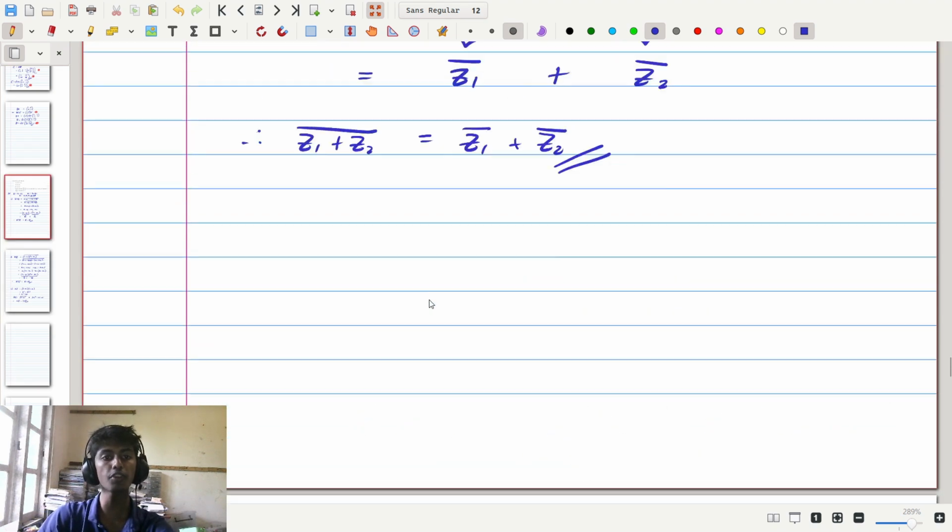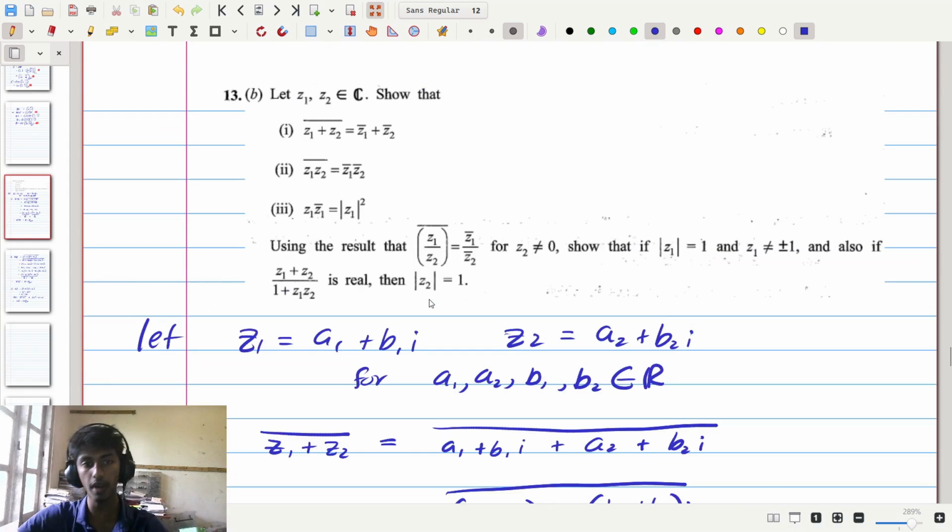So now we've proven the first three parts, and now we can move on to the last part, where we have to use the result that the conjugate of z1 divided by z2 equals the conjugate of z1 divided by the conjugate of z2, for z2 not equal to 0. And we have to use the result that if the modulus of z1 is equal to 1 but z1 is not equal to plus or minus 1, and this term right here, z1 plus z2 divided by 1 plus z1 z2, is real, we have to show that the modulus of z2 is also equal to 1.